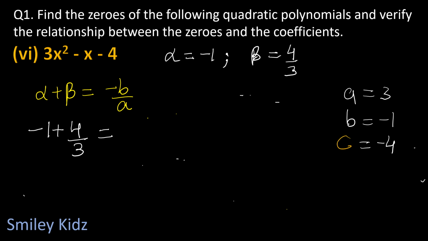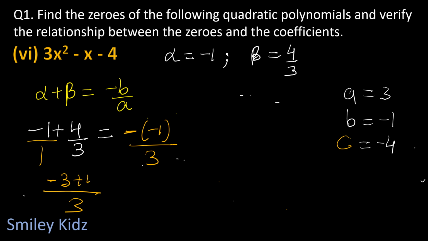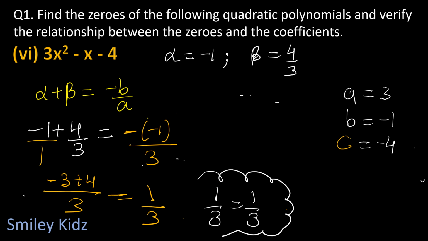Now, what is minus b? Minus of minus 1 upon what is a? 3. Right. So upon solving this, we take the LCM. So it's going to be minus 3 plus 4 is equal to 1 by 3. Now on solving minus 3 plus 4, we get 1 by 3 equal to 1 by 3. And that's how we have verified the sum of the zeros and its coefficients.